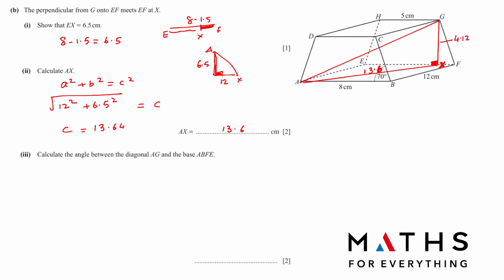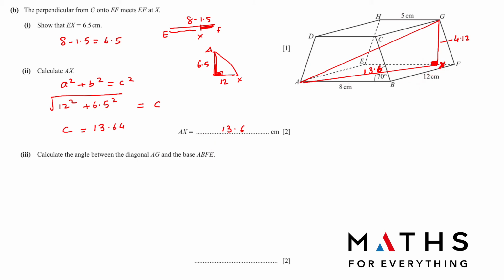I've just drawn here. This is the diagonal AG. This is the base ABEF. From the previous question we solved in question number A, we found the height, right? We found this height here, that is GX. That was 4.12. Then we found AX, which is 13.6.